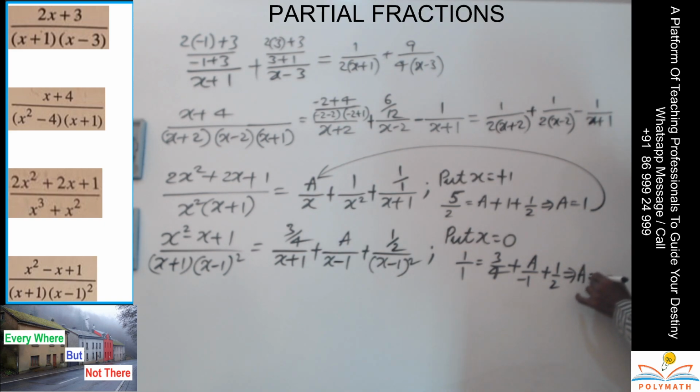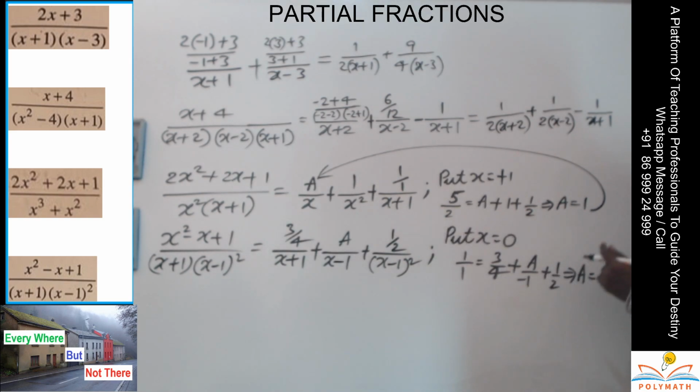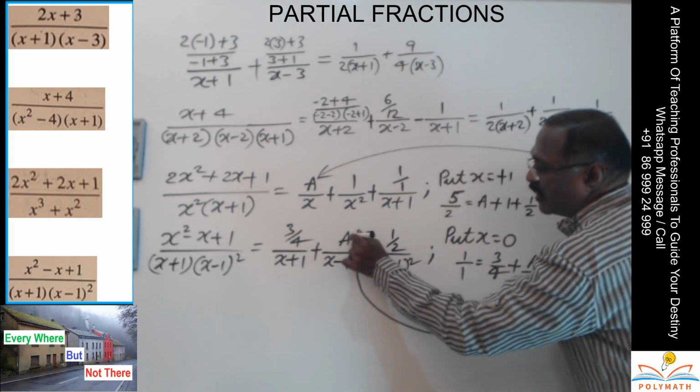Implies A is equal to, just see that A value please. Now put A, bring A to the other side. Then it is 3 by 4 plus 1 by 2, which is 3 plus 2, 5 by 4, minus 1. 5 by 4 minus 1 is 1 by 4. So your A value is this.